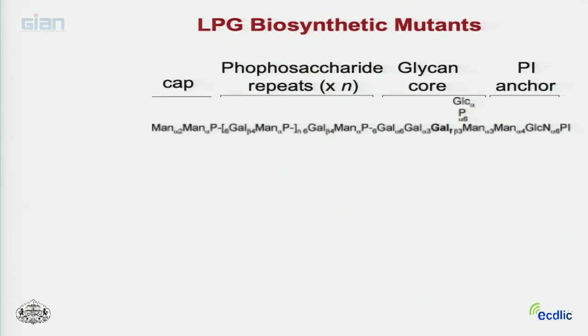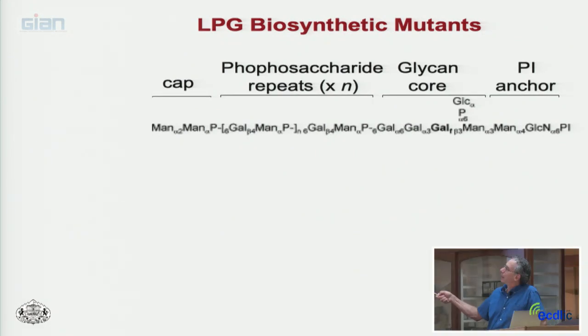So again, this is the main structure. It has this GPI anchor. The LPG also has a glycan core structure that includes this galactofuranose, and then the phosphodisaccharide repeat unit structures that are polymerized by these phosphodiester linkages, and then a non-phosphorylated cap, which is a dimannoside cap structure. So these are the different structural domains of LPG. And there is a whole series of beautiful LPG biosynthetic mutants.